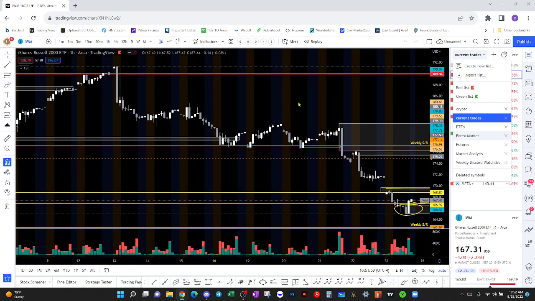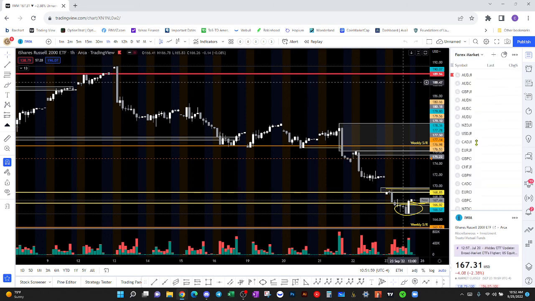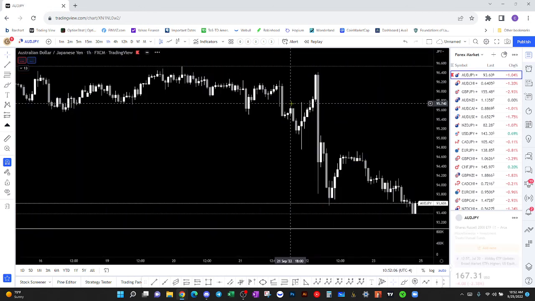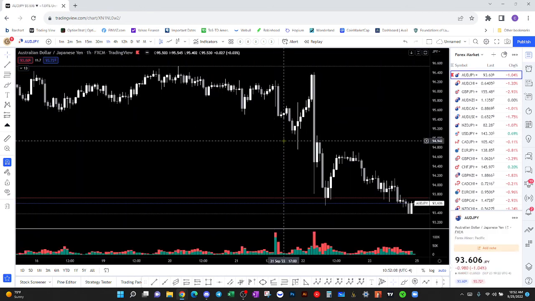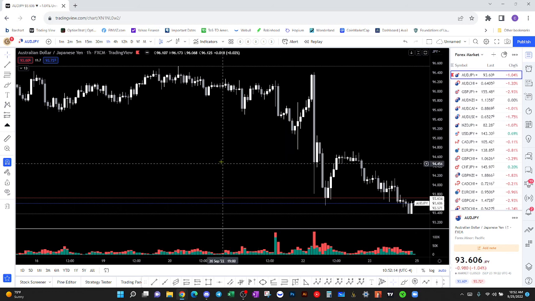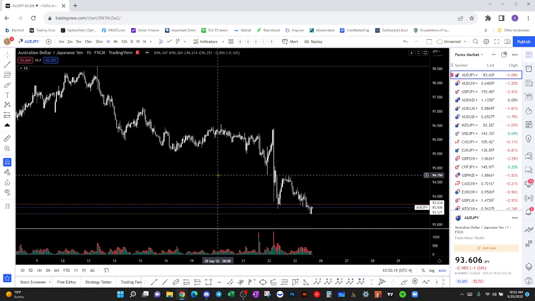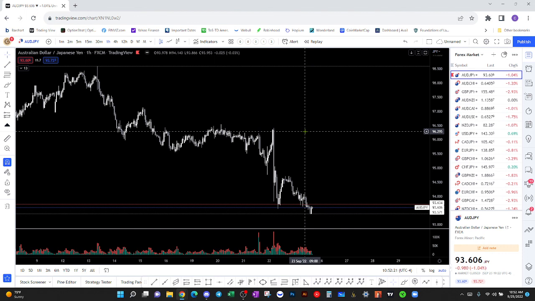Forex. So I got a whole watch list on forex, and I love trading forex. It's my favorite thing, because order blocks work phenomenally when it comes to forex trading, and that's where I learned. So it doesn't matter what ticker, it doesn't matter what market you're trading, order blocks work beautifully, regardless.